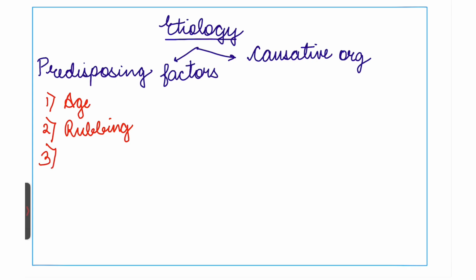The third is metabolic factors such as chronic debility, excessive intake of carbohydrates and alcohol. The causative organism most commonly is Staphylococcus aureus.